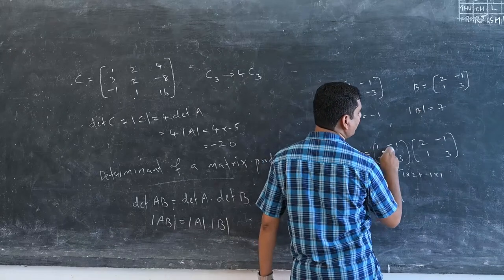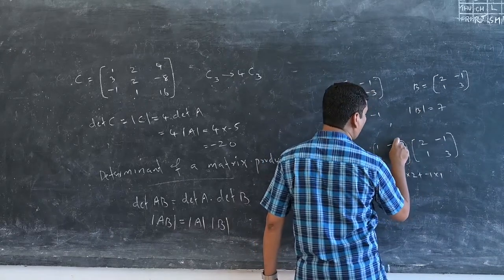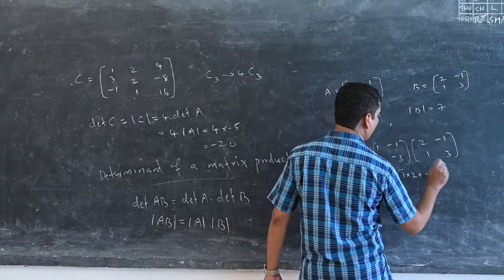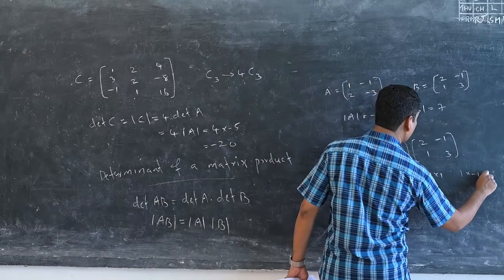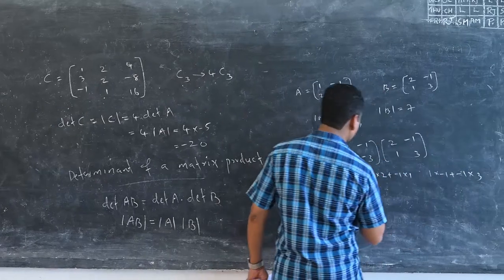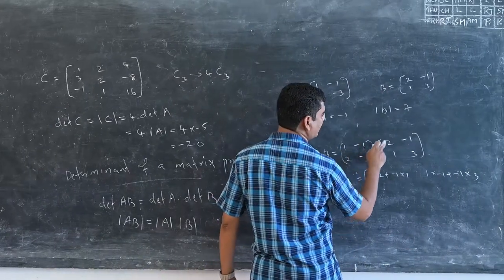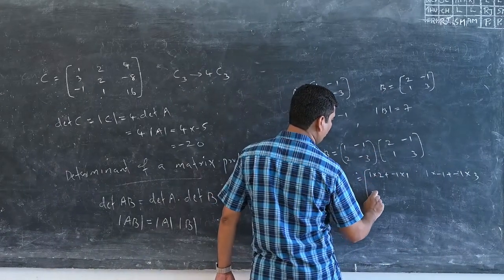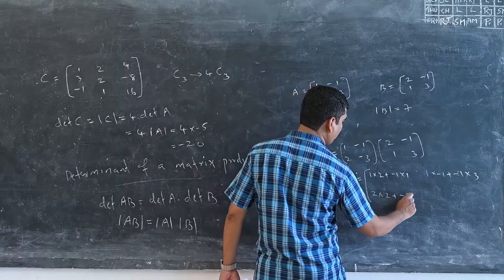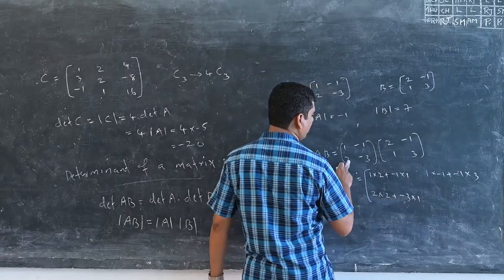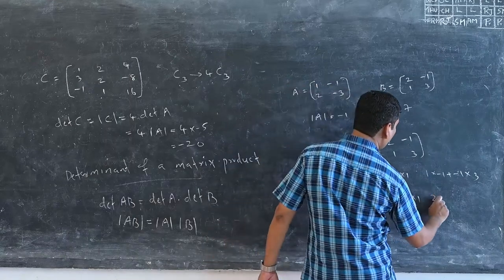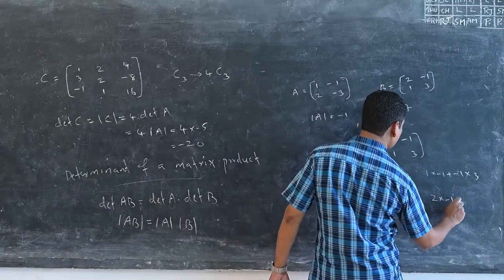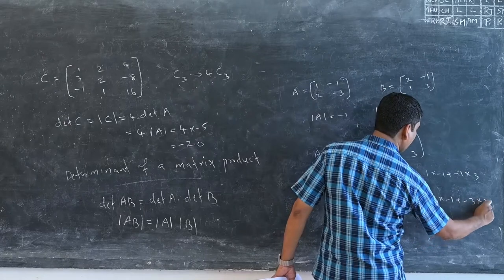First row of A by second column of B: 1 into -1 plus -1 into 3. Second row of A by first column of B: 2 into 2 plus -3 into 1. Second row of A by second column of B: 2 into -1 plus -3 into 3.